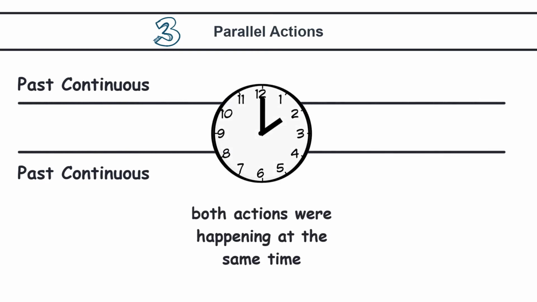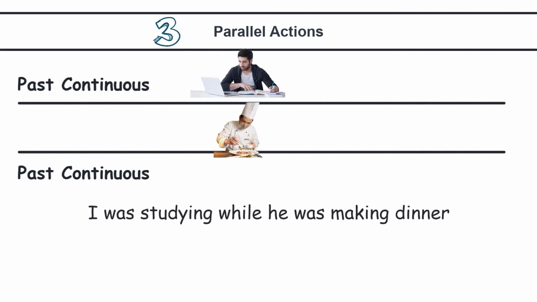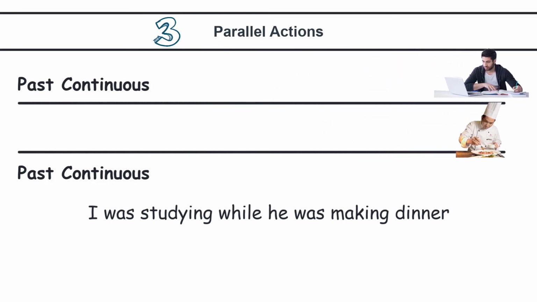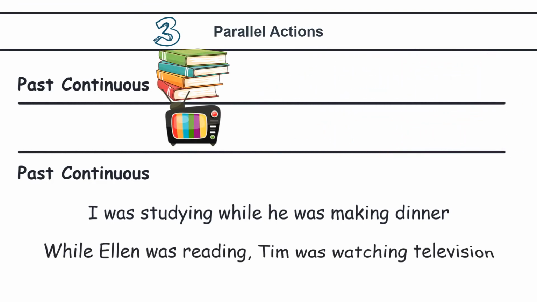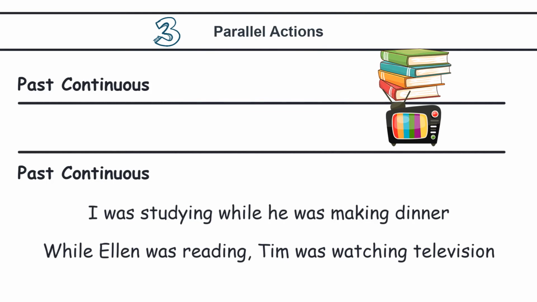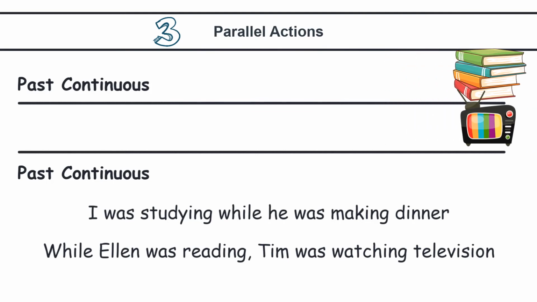Three. Parallel actions. When you use the past continuous with two actions in the same sentence, it expresses the idea that both actions were happening at the same time. The actions are parallel. I was studying while he was making dinner. While Ellen was reading, Tim was watching television. Reading and watching were happening at the same time, and I expressed it by the help of the past continuous tense.